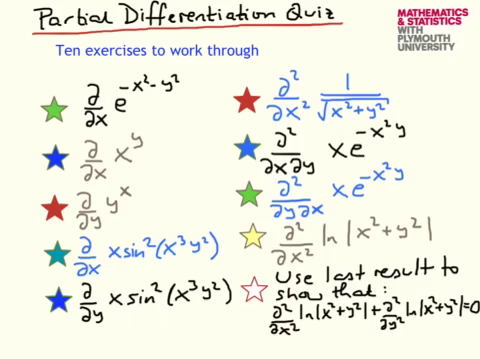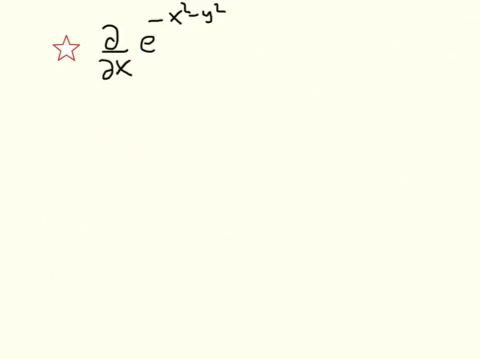Okay, welcome back. It's now time to fast forward through the video and to look at the solutions of the exercises which are being presented in this order. So the first exercise was to calculate the partial derivative with respect to x of e to the minus x squared minus y squared. And there are different ways of calculating it.